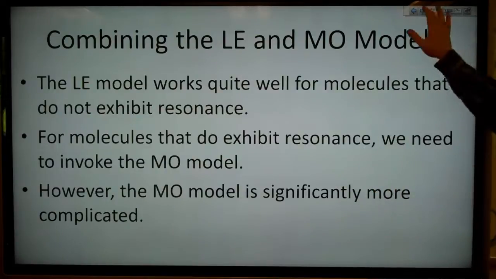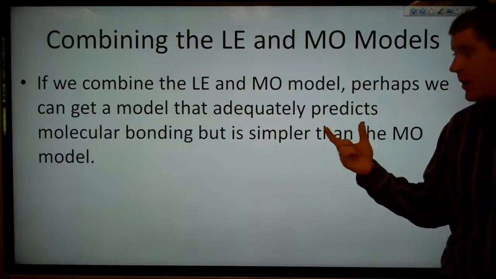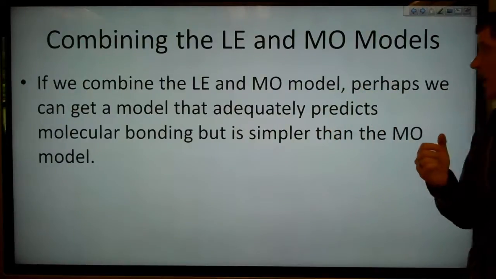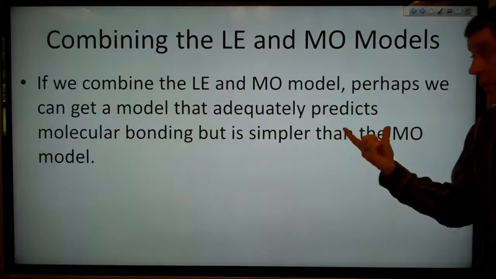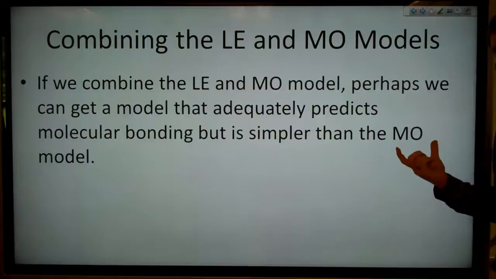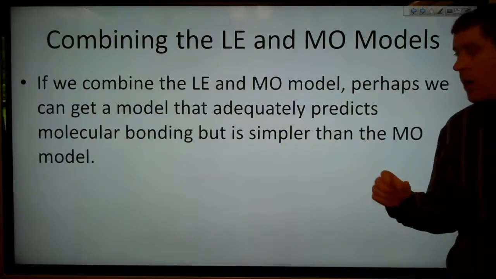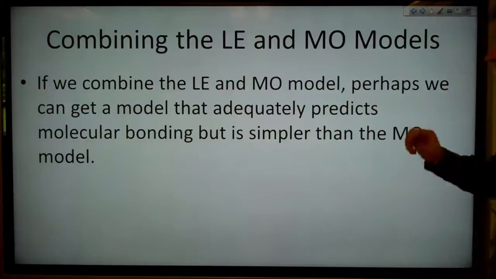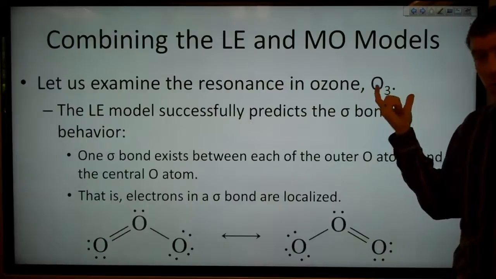It's significantly harder to use, which means that if we can somehow combine the localized electron bonding model and the molecular orbital model, maybe we can get a model that accurately predicts molecular bonding, but is simpler than the molecular orbital model. One that works in most cases, but is a lot easier to use than MO. So let's examine the resonance in ozone, O3.